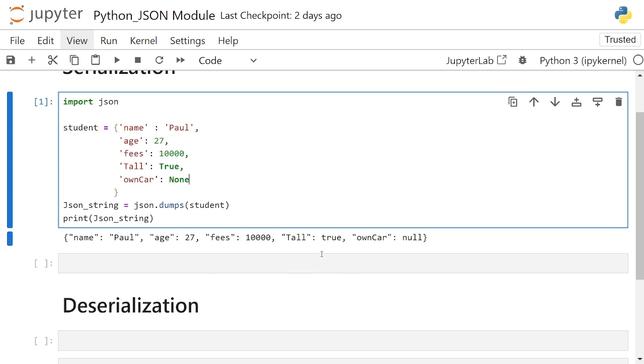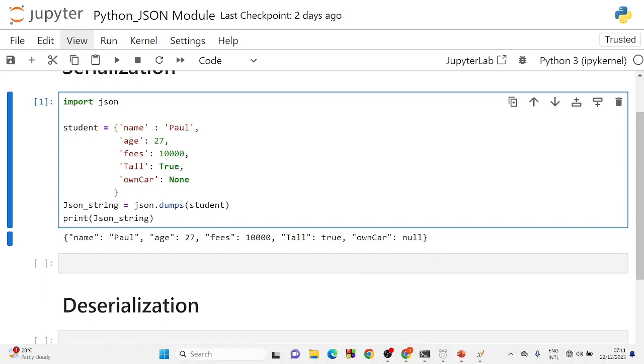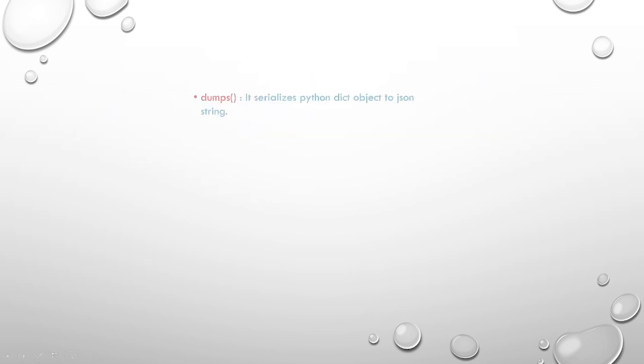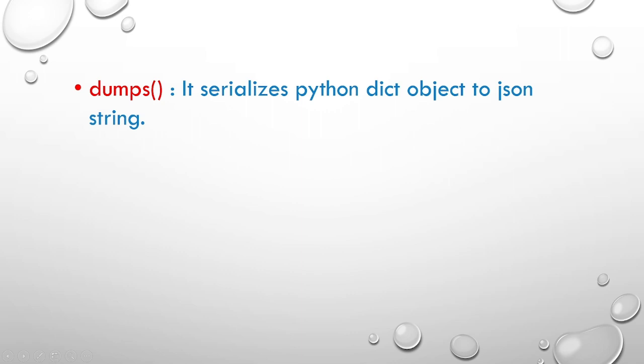Having done this, we could go ahead to deserialize this same data back to the Python dictionary object. But before we do that, let me explain the concept of dumps and dump, loads and load, which are the functions that help in serialization and deserialization. Like we said earlier, dumps and dump are functions used in the serialization process. So dumps helps serialize a Python object to a JSON string.